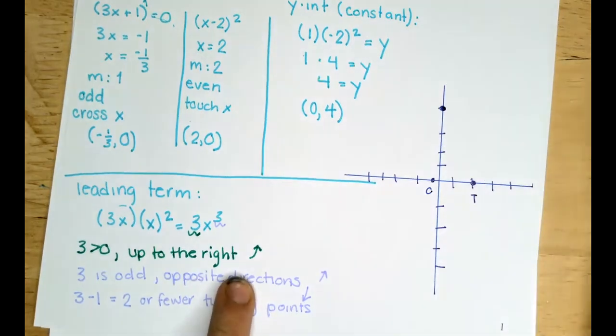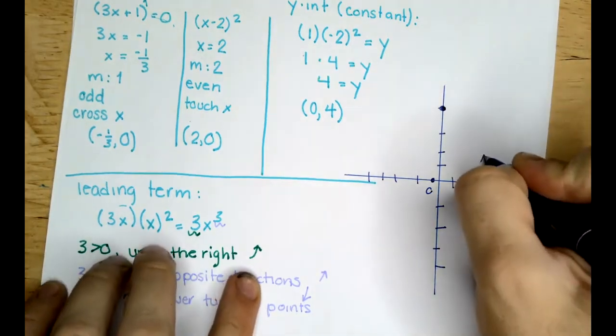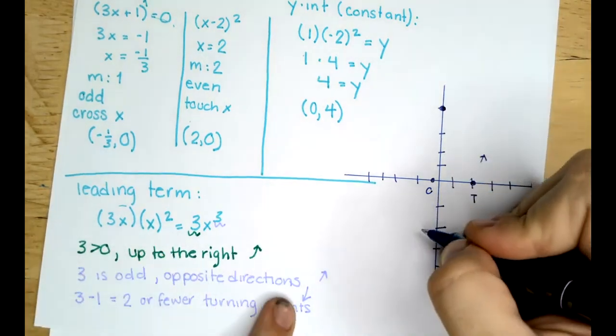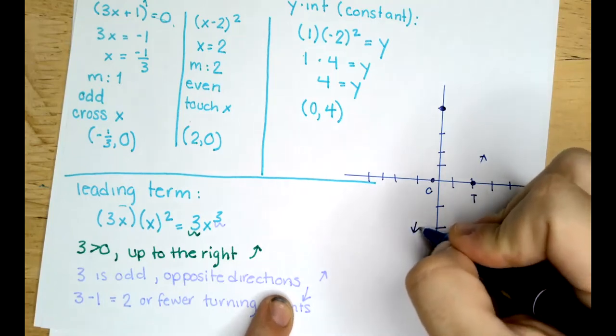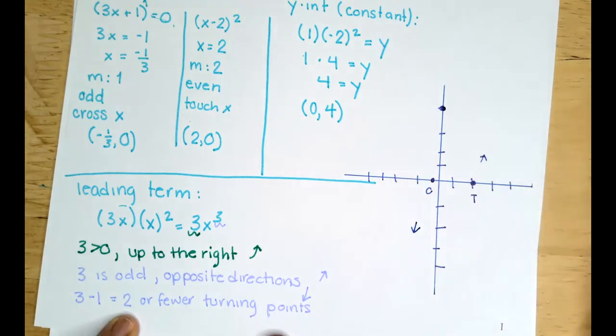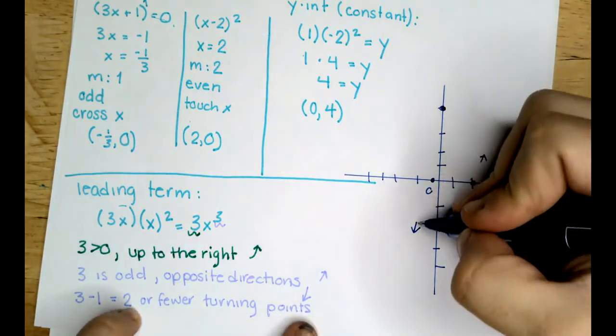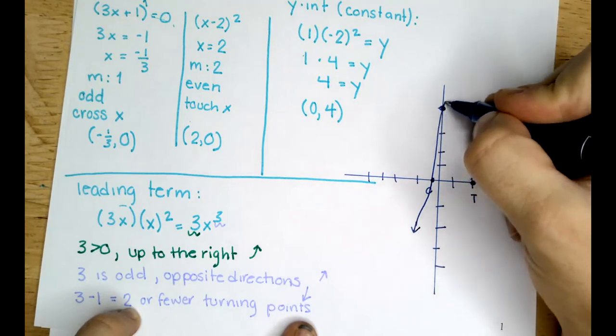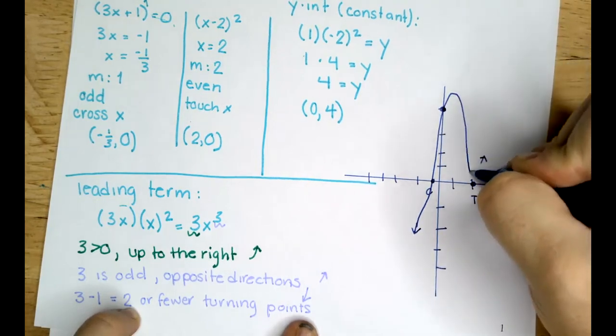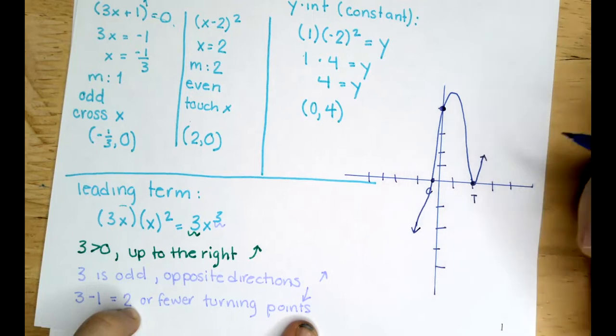We know that it's going to go up on the right side, and then it's going to be going down on the left side. And that it should only have 2 turning points, okay? So we're just going to start here, cross, up, touch, up.